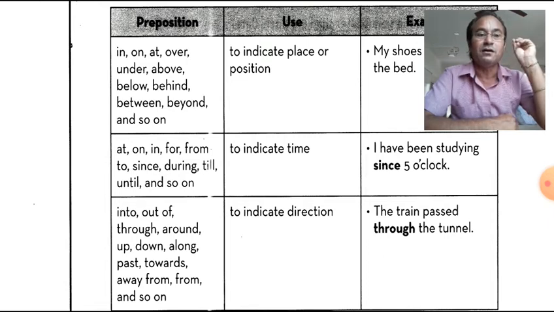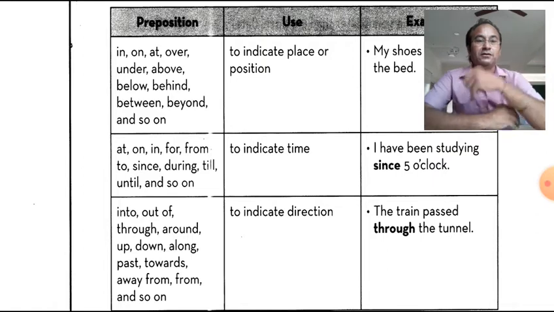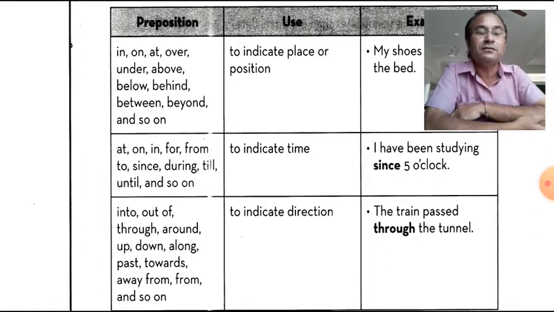And third one, indicate direction. Into, out of, through, around, up, down, along, past, towards, away from, and so many. So it indicates direction. The train passed through the tunnel.